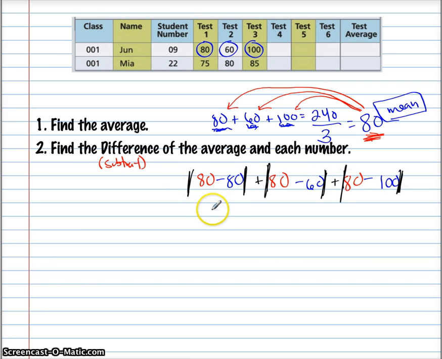So 80 minus 80 is, well, that's 0. That's easy. 80 minus 60, that's 20. And 80 minus 100, that's negative 20. But again, I only want the positive versions. So we can add them all up.